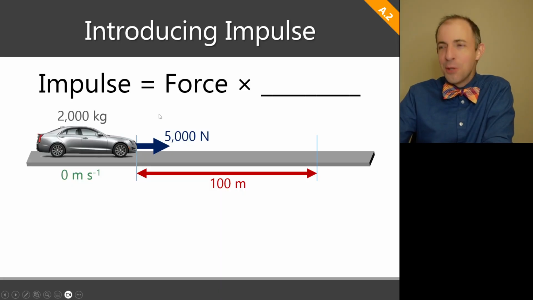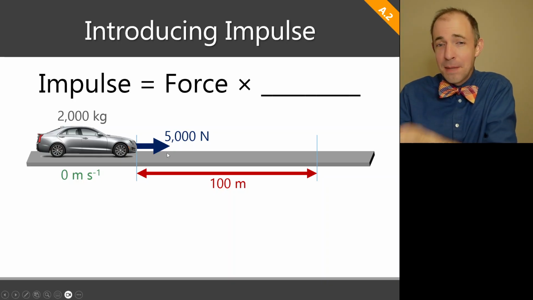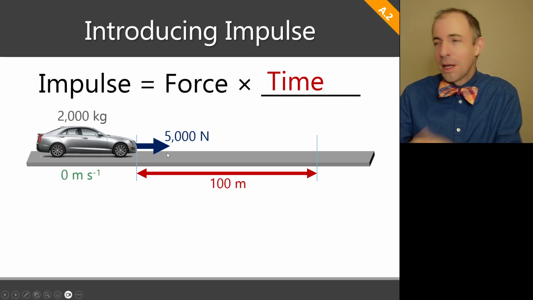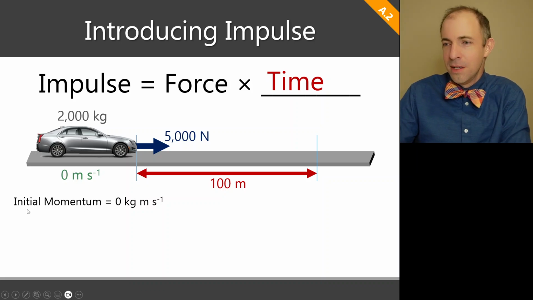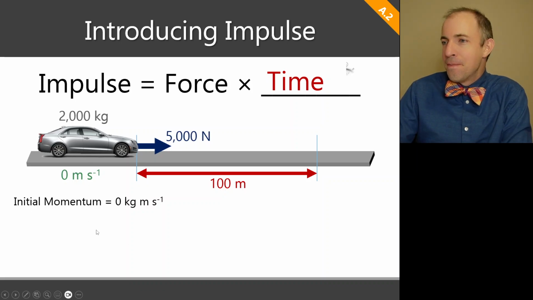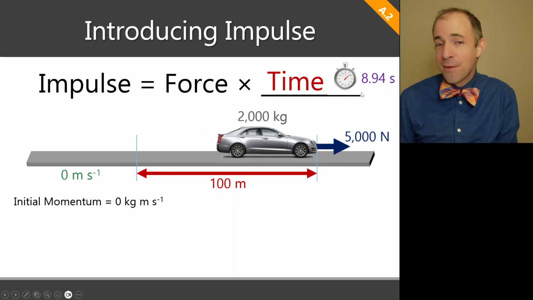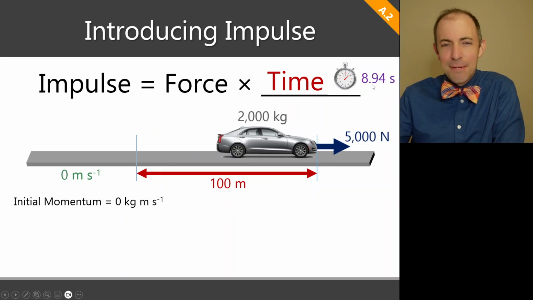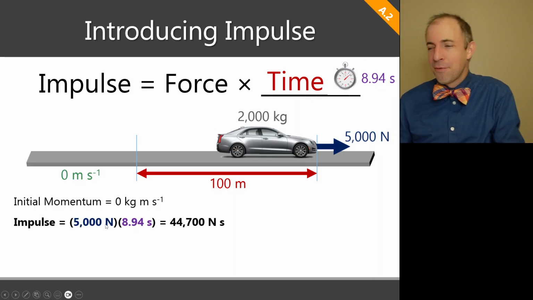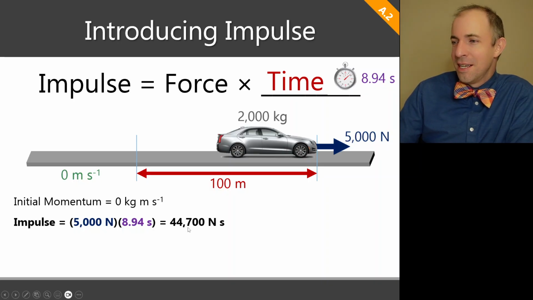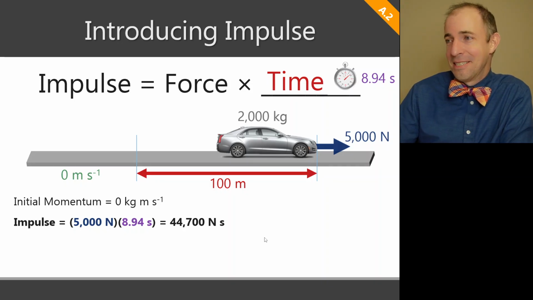We're going to calculate this using a new concept of impulse. Impulse is just a way of changing the motion, and it is because a force is being applied for a certain amount of time. So impulse we're going to quantify as force times time. If we set this in motion, starting with an initial momentum of 0, the impulse is that 5,000 newtons multiplied by the amount of time that 5,000 newtons is being applied. So let's say it's 8.94 seconds. So now my impulse is 5,000 newtons times 8.94 seconds, or 44,700. My unit here is newtons times seconds. We'll call it newton seconds.